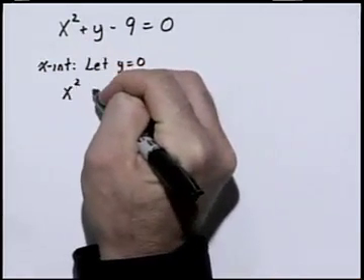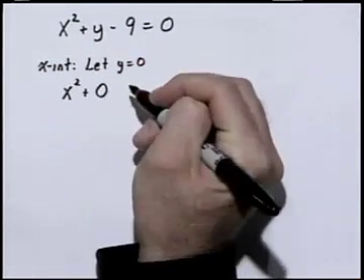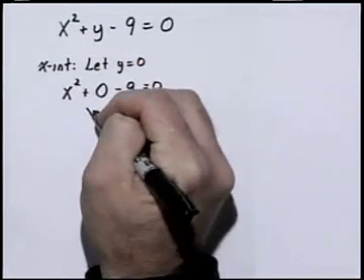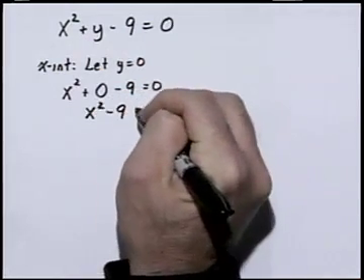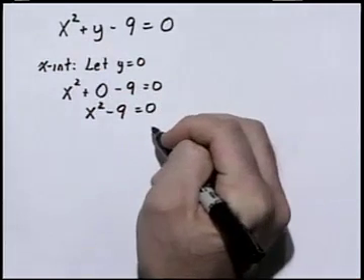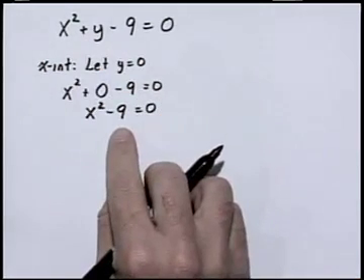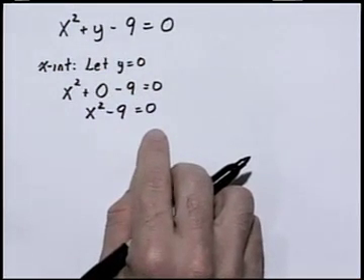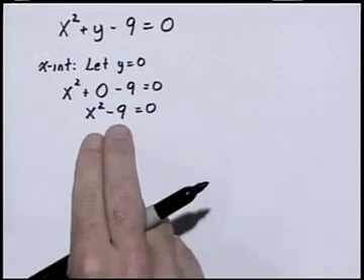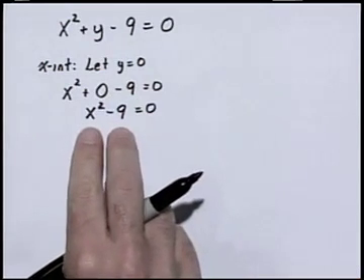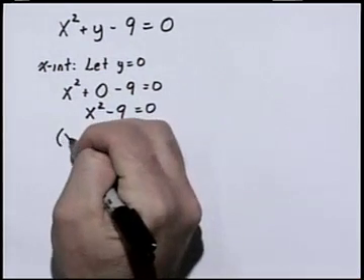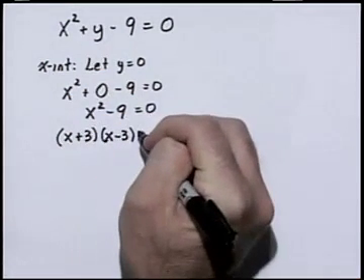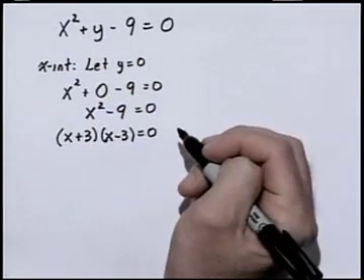We get x squared plus 0 minus 9 equals 0, or x squared minus 9 equals 0. We could, if we wanted to, solve this equation by adding 9 to both sides of the equation and then square rooting both sides, or we could recognize that x squared minus 9 is the difference of two squares, which factors to x plus 3 times x minus 3, and that equals 0.